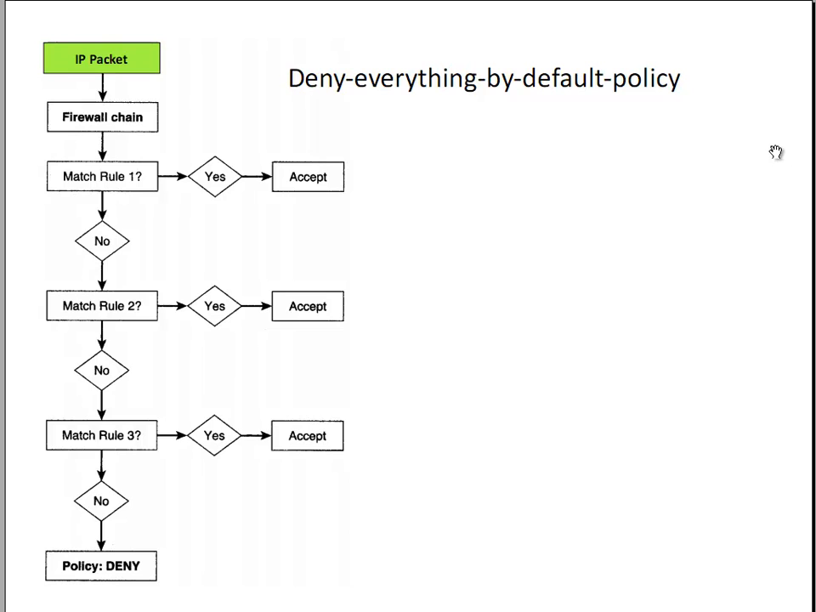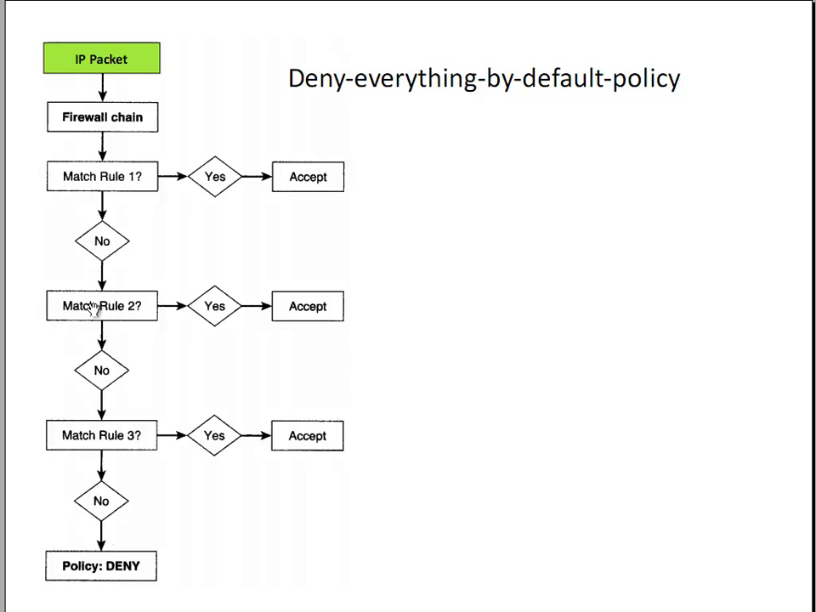So before we go in depth into IPTables, let's look at default types of policies that you might want to apply to the incoming packets on your network. Here we have one called a deny everything by default policy. We have an IP packet coming into the network. It hits the firewall chain, and then we have our rules. The IP packet coming in is matched against the first rule. If it matches, we accept that packet and we move it on to its final destination.